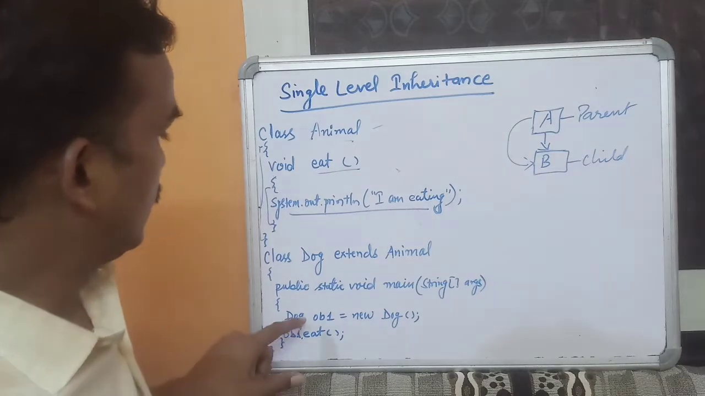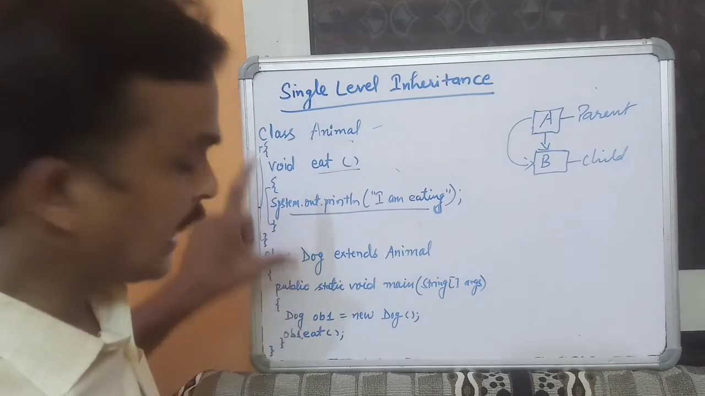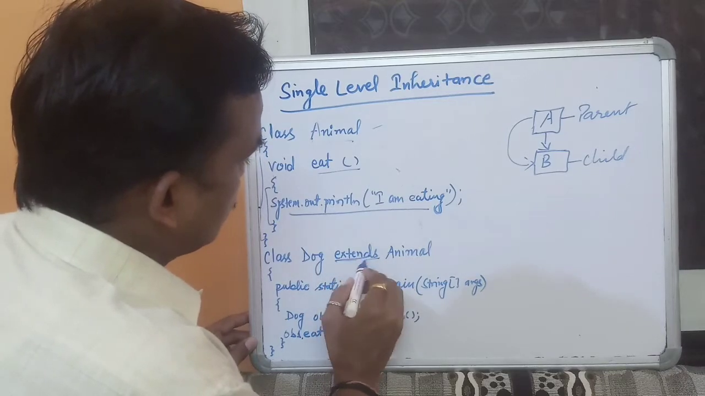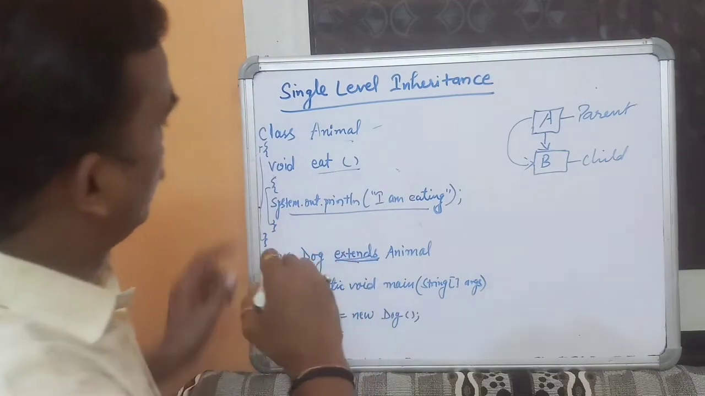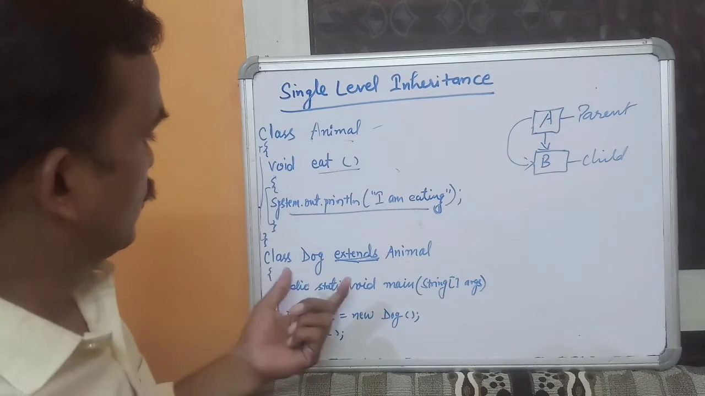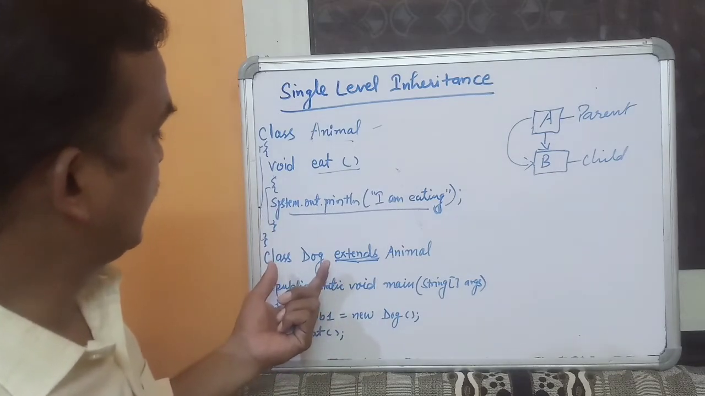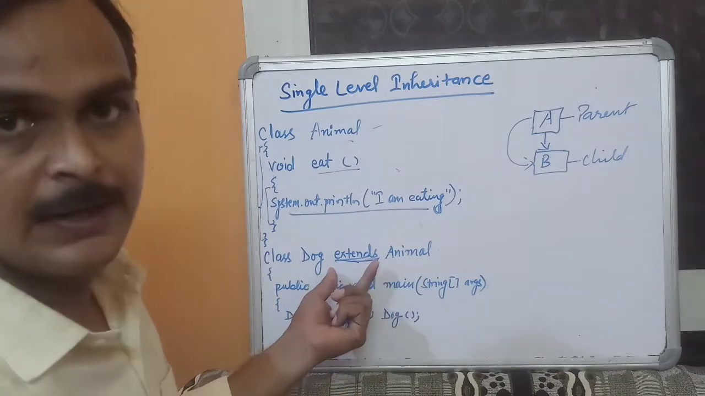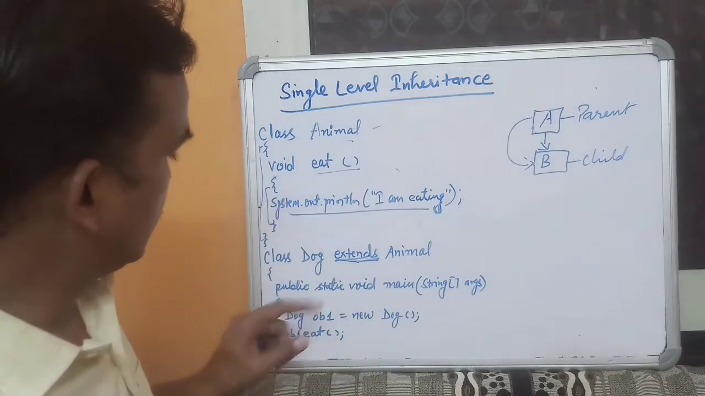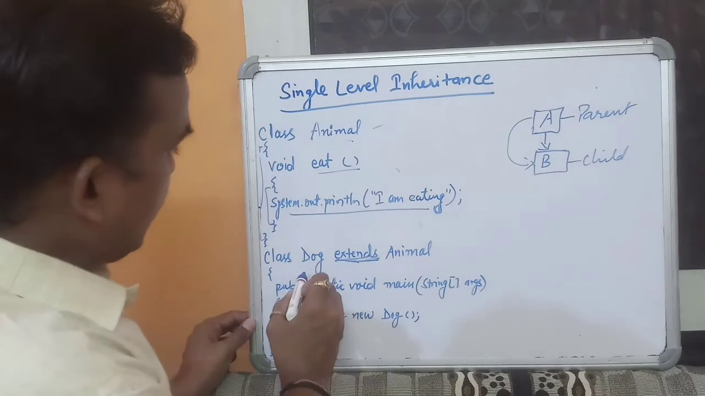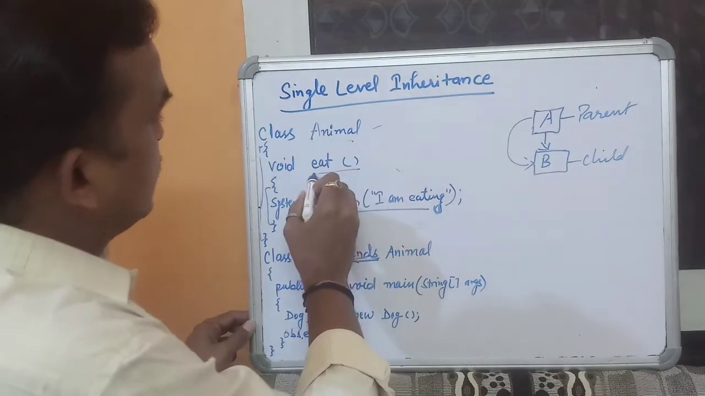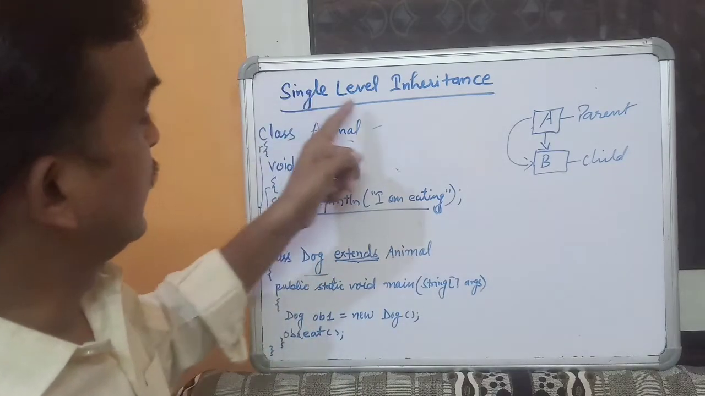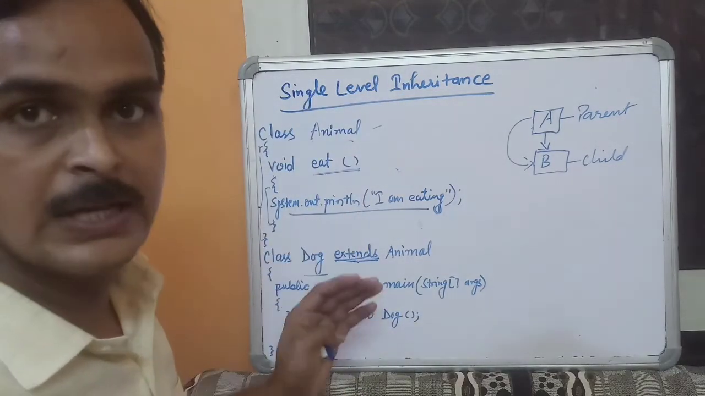Okay, so in this scenario we are using the extends keyword. That extends keyword is used to access two different classes. Here we have one dog class that inherits all the features of the parent class, that is animal, using the extends keyword. By this the dog class can access all the properties of animal, that is the method. So the method can be accessed by dog using the extends keyword in single level inheritance. This is the concept of single level inheritance.